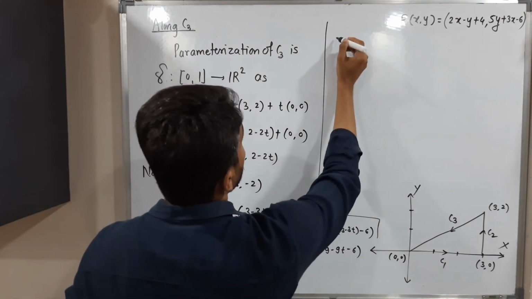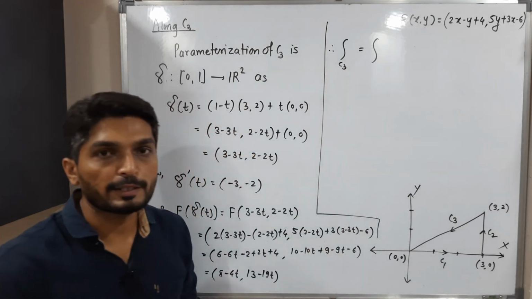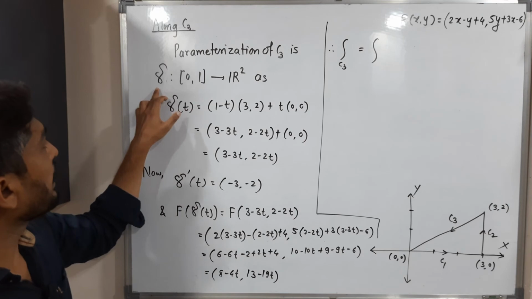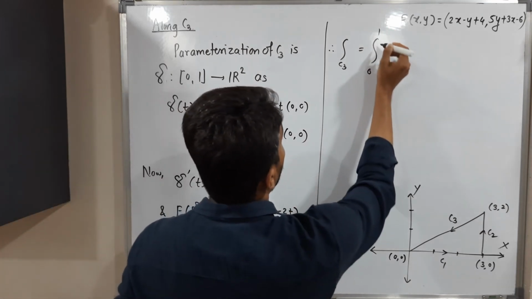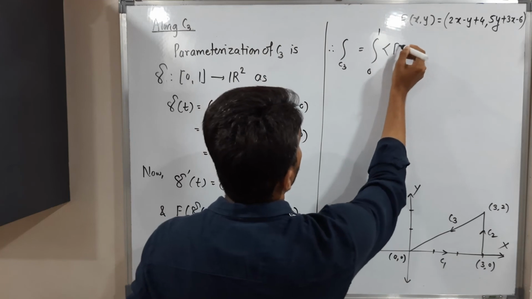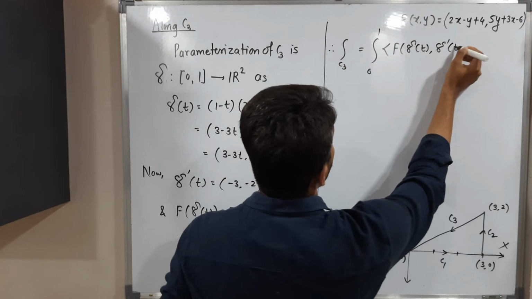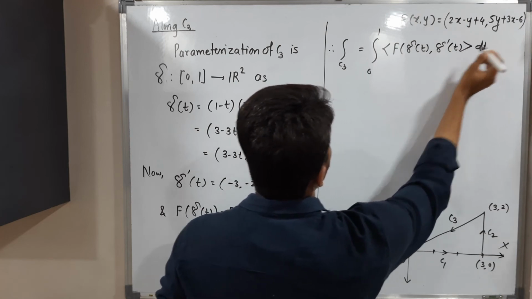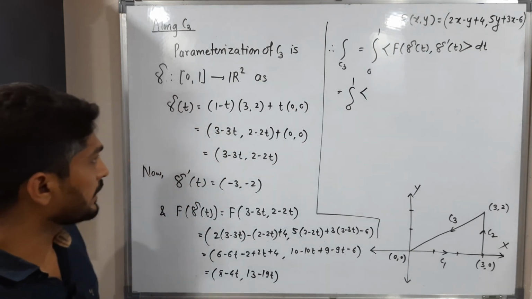Therefore, the integration over C3 is equal to, what is the parameterization of C3? Gamma, and it is defined on the closed interval 0, 1. So its limits will be 0 to 1. The definition says inner product of f of gamma of t, comma, gamma dash of t, dt. So this is equal to integral from 0 to 1 of the inner product of f of gamma of t. Let me put its value.